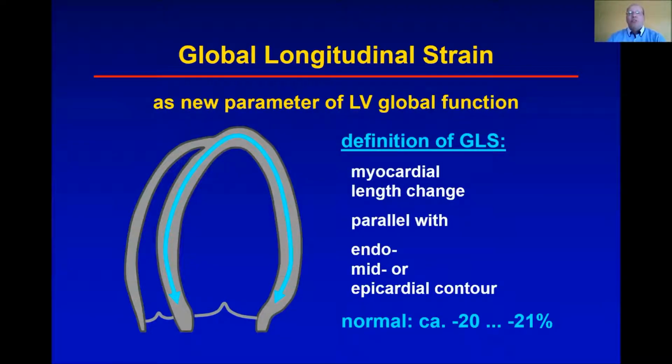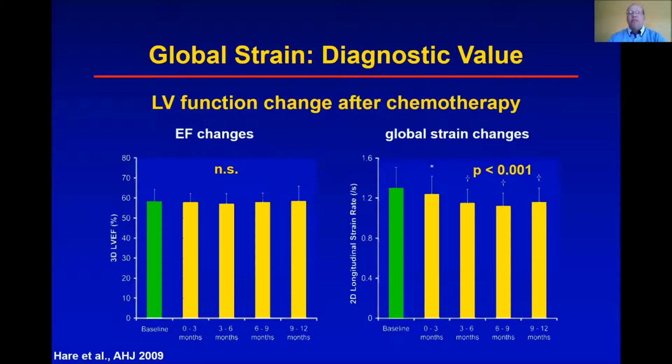Global longitudinal strain was a new way of assessing global left ventricular function. It's a deformation of the muscle, and we measure it along the myocardium, so along the midline of the myocardium usually, and what we expect is a shortening of the myocardium of 20–21%, something in that range. Global longitudinal strain has become popular, and we know that it is a very sensitive method.